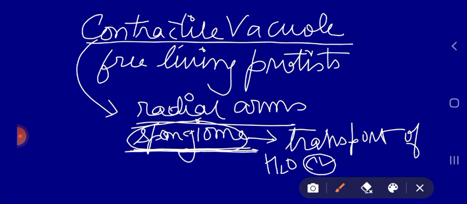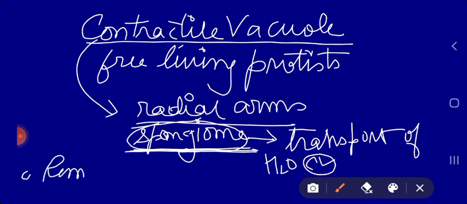Now this contractile vacuole works periodically, contracts to remove the excess water and ions from the cell to balance the water flow within the cell. So again I repeat, the contractile vacuole normally functions to remove that excess water and ions from the cell, and it actually balances the water flow into the cell. So the main function of contractile vacuole is to balance.